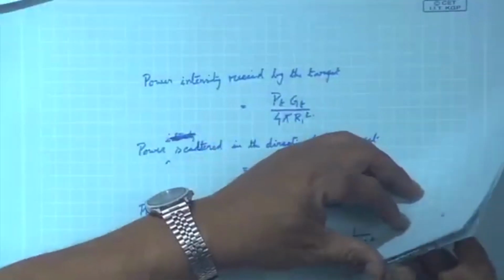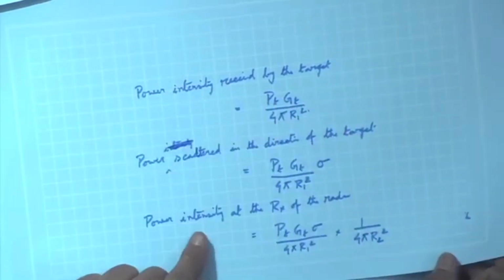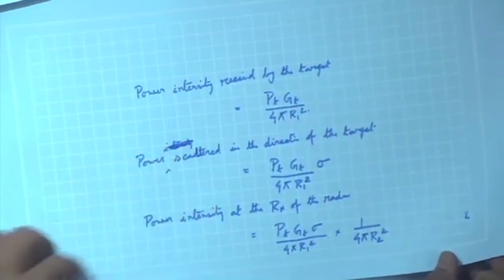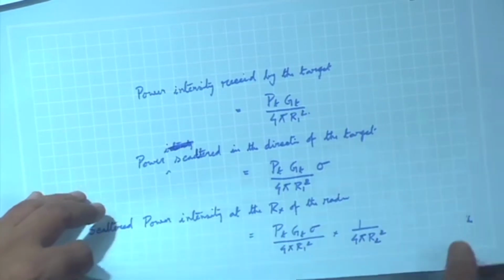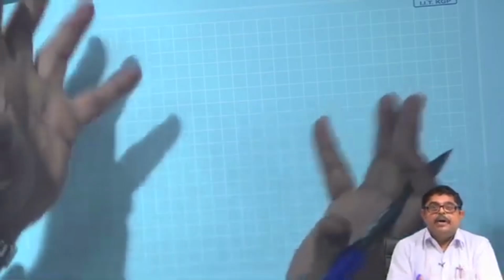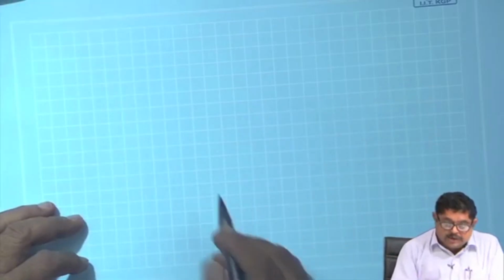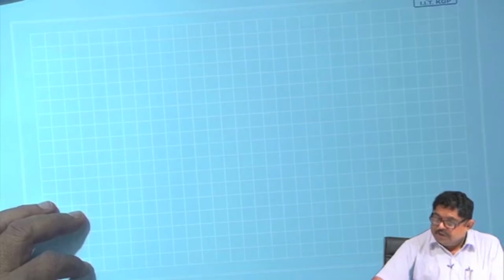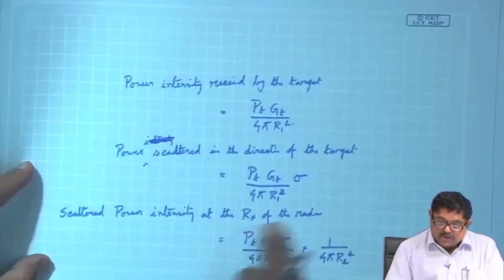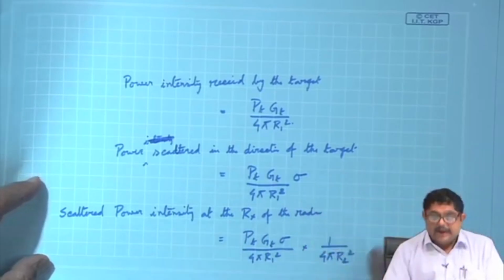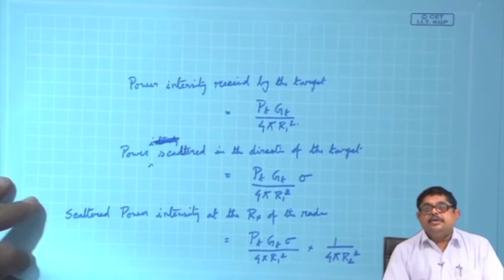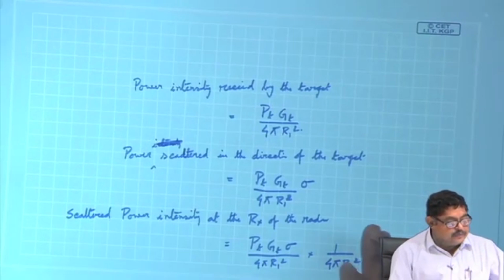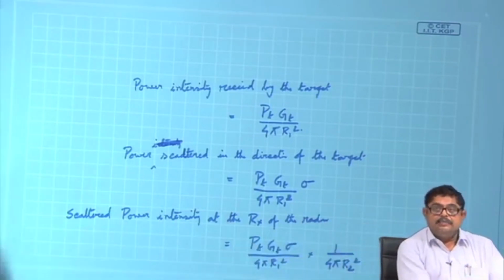Now, this is the intensity, this is the scattered power. So, you can also say that this is the scattered power intensity at the receiver of the radar. So, we come to the next: how much power will the receiving antenna take? Obviously, we know that it has a spatial gain, but any receiving antenna also has an effective area, an electrical effective area.